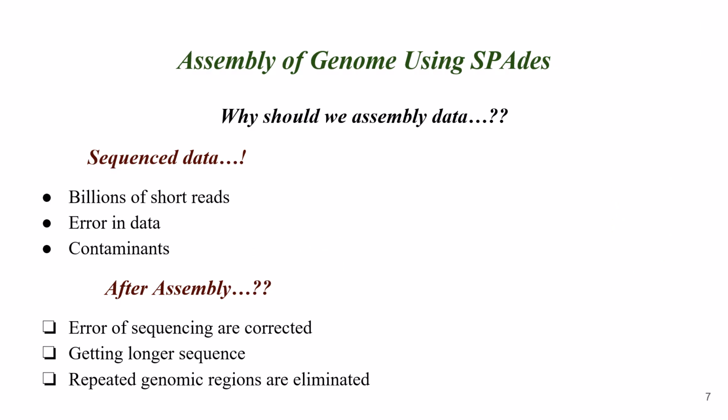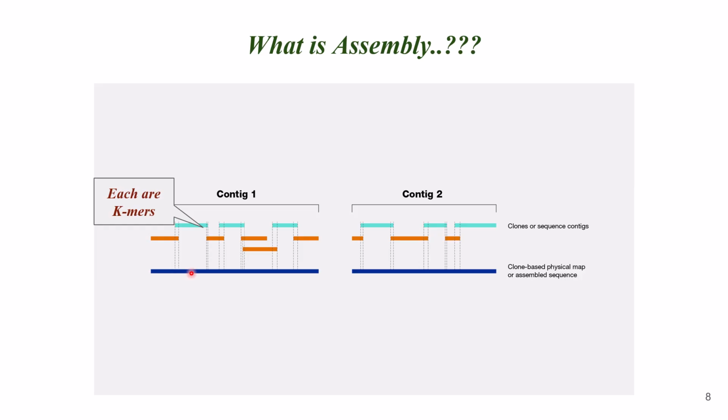Our second step was assembling our genome using SPAdes. After assembling our genome, instead of short reads, like billions of short reads, we are getting longer reads, which are easier to work with and easier to store. Errors were corrected and contaminations were deleted. So how does SPAdes create long reads? They do this by producing k-mers.